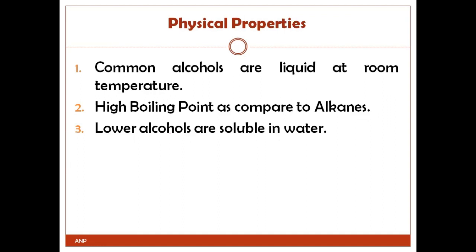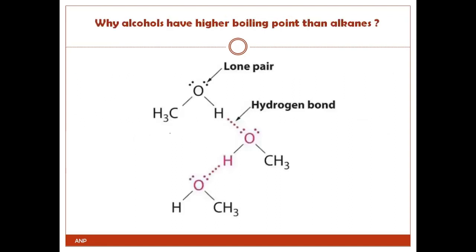Then physical properties. Common alcohols are liquid at room temperature, have a high boiling point as compared to alkanes, and lower alcohols are soluble in water. So, why do alcohols have higher boiling points than alkanes? The OH bond of the alcohol is highly polar because of the oxygen. The oxygen carries a partial negative charge and the hydrogen carries a partial positive charge.